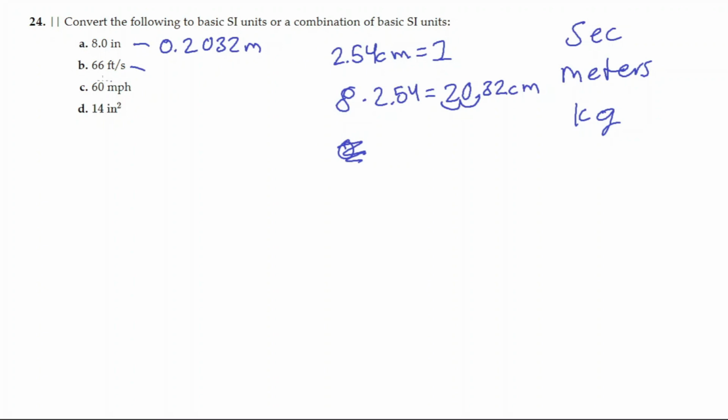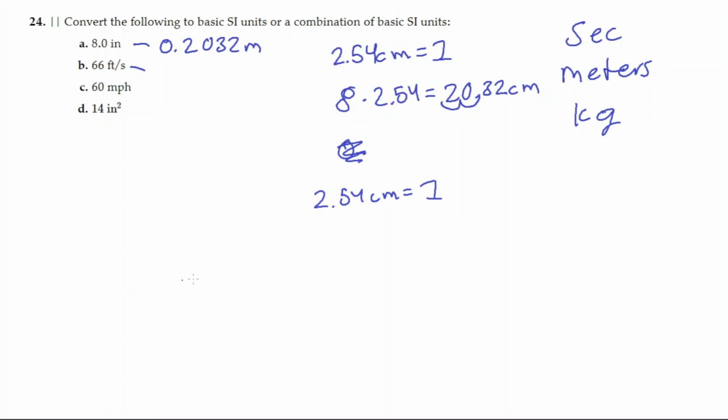So B, we have 66 feet per second. We're working with 2 units here. We're working with some length and some time. So we need to convert; the time is already converted, seconds is okay. We need to convert the feet into meters. So we know that 2.54 centimeters is equal to 1 inch.